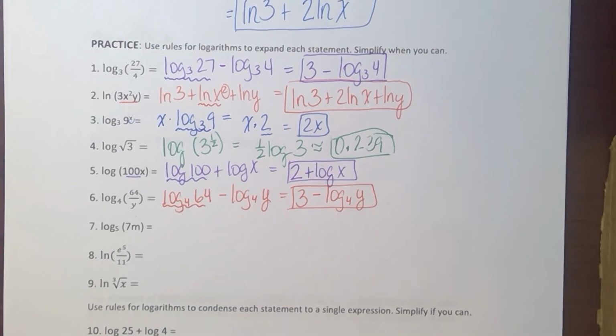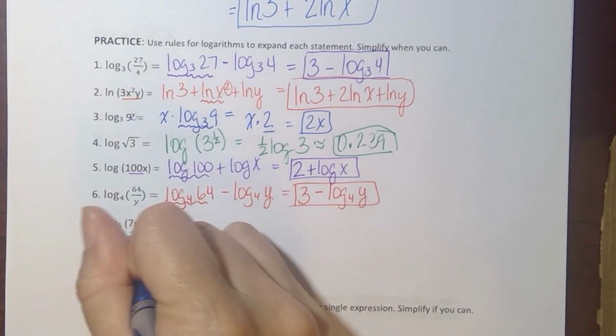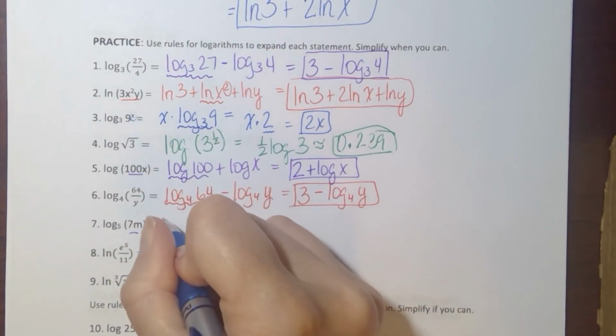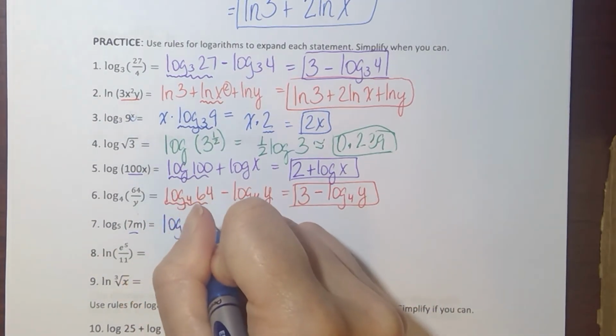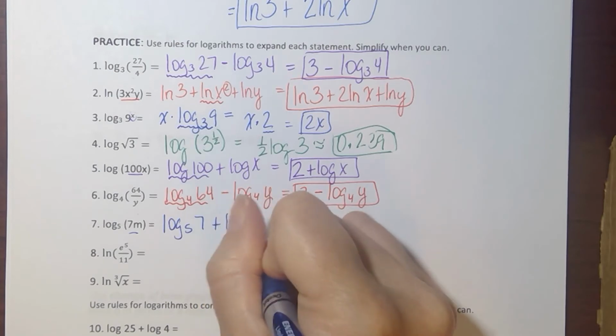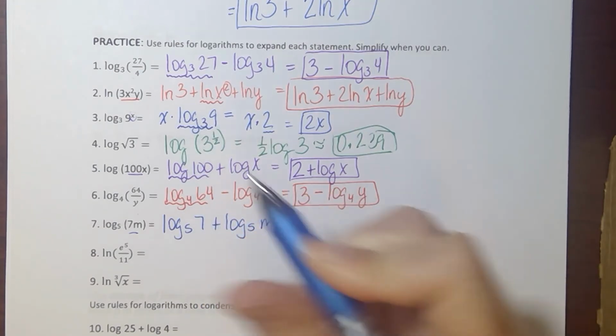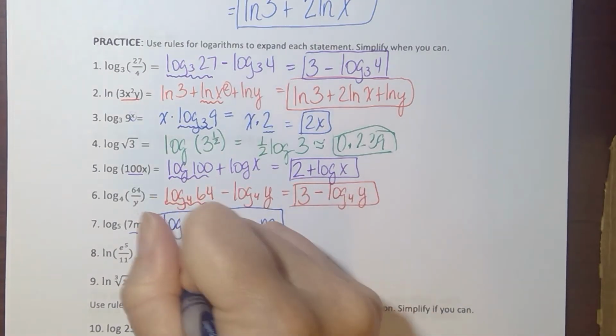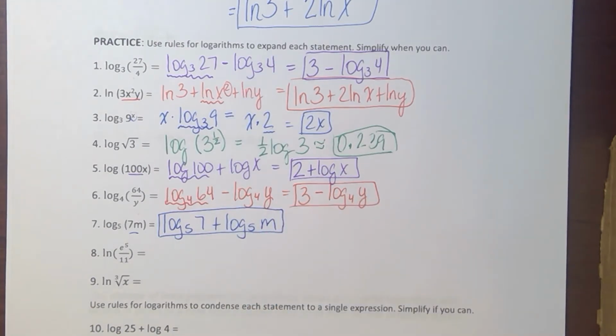Number 7, I have a product in my argument, so multiplication pairs with addition. Log base 5 of 7 plus log base 5 of m. Not anything I can do with either one of those expressions. I have expanded, but I can't simplify any further.